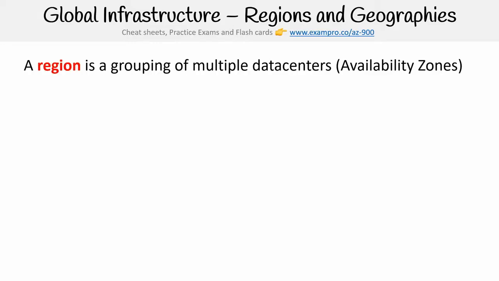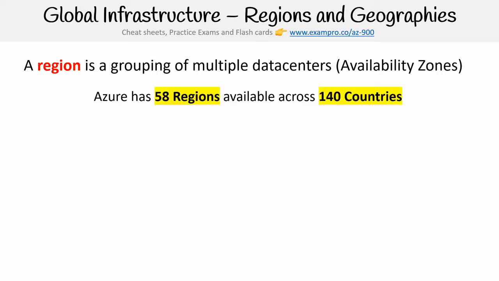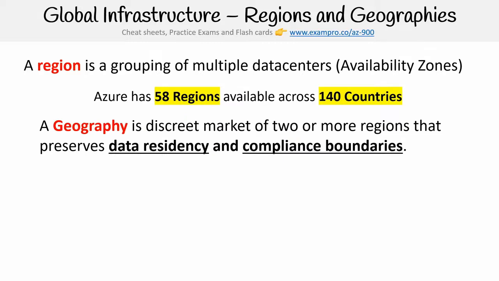Hey, this is Andrew Brown from Exam Pro, and we are looking at regions and geographies for Azure. A region is a grouping of multiple data centers, and for Azure, they call their data centers availability zones. Azure has 58 regions available across 140 countries. One thing Azure likes to promote is that they have the most regions out of all cloud service providers. Then we have what we call a geography. A geography is a discrete market of 2 or more regions that preserve data residency and compliance boundaries.